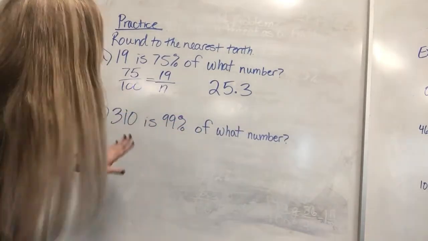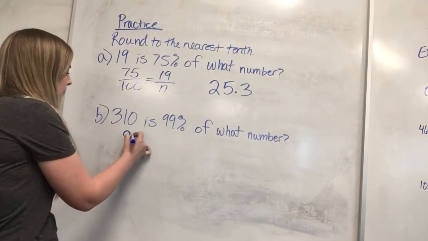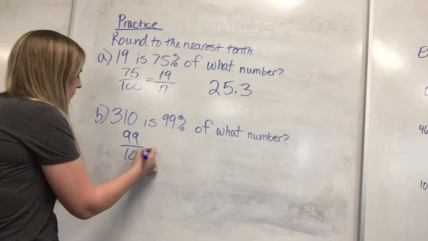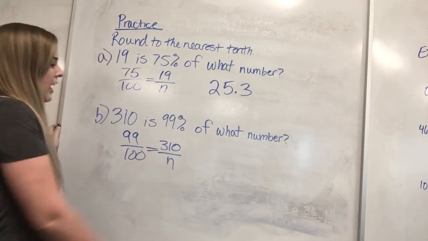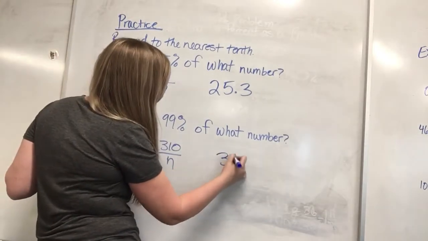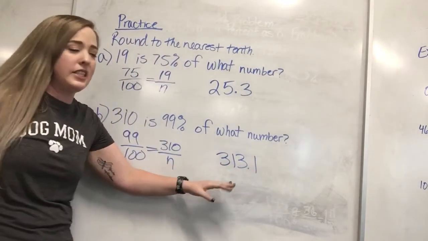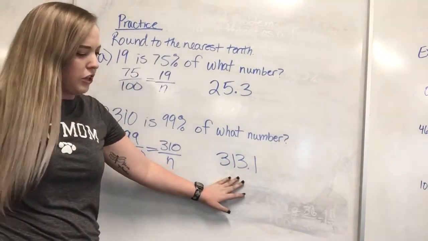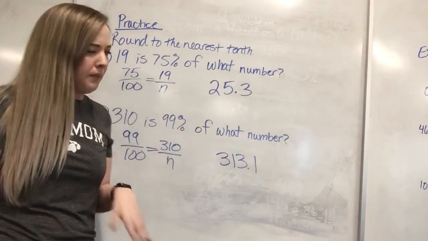All right? And then for 310 is 99% of what number? We're going to set up our proportion again. 310 is the part. We don't know the whole. All right, again, when you multiply all of this out, you should get 313.1. Now again, you had to round this to the nearest tenth because it should have been 313.13 repeating. You round it, it stays at 1, boom, the end.